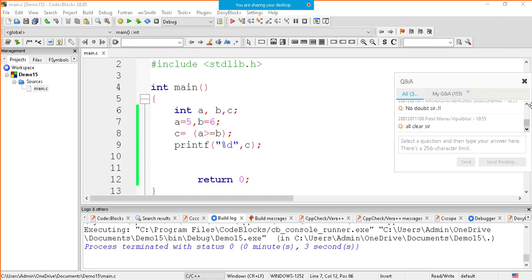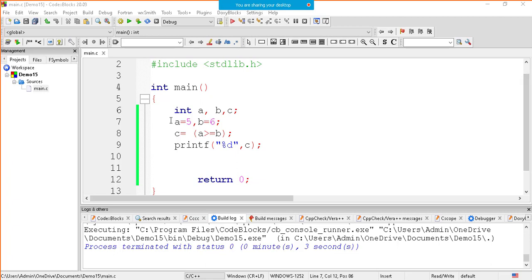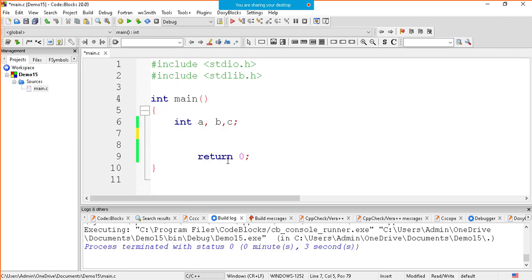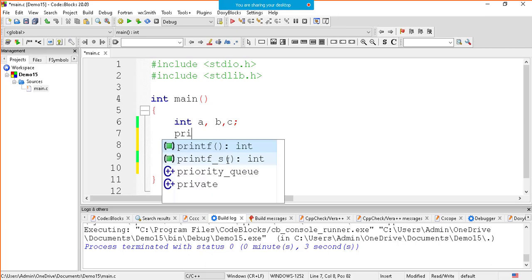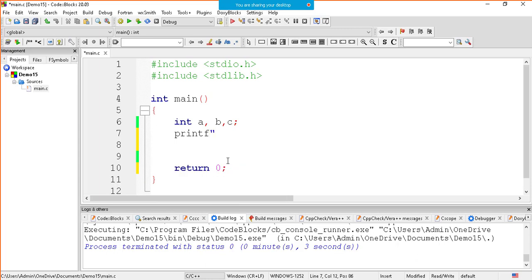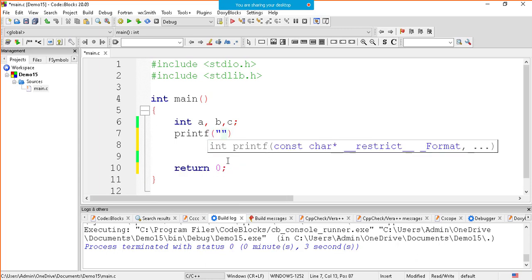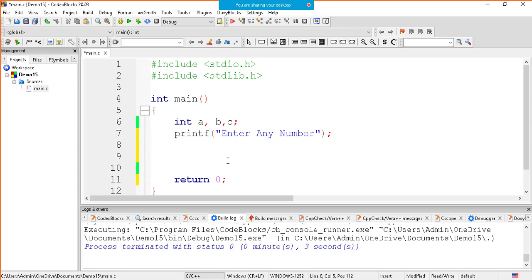So what I will do is, let me start a program now. I am going ahead with this declaration. This is called the declaration of the variable. So I have taken 3 variables, right? I am writing printf, and I am telling the user, enter any number, and then semicolon.